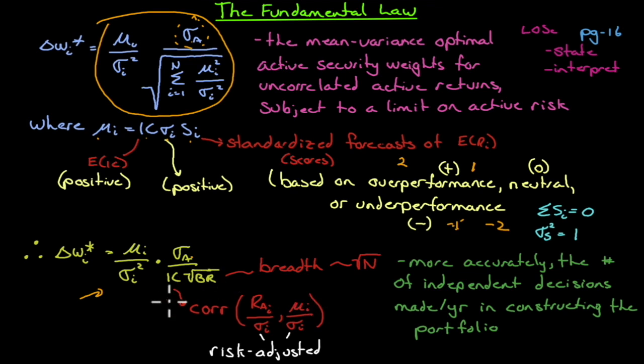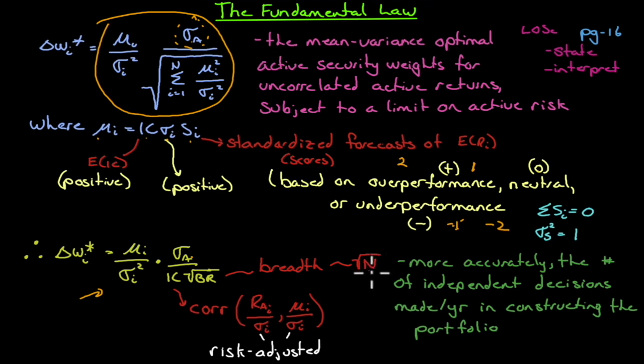What's this BR business? That's called breadth. Roughly equal to the square root of n, n being the number of securities. Now I say roughly equal to that. It's not quite. Under certain conditions it is n. Under other conditions it could be more or less than n. So more accurately, it's the number of independent decisions made per year in constructing the portfolio.